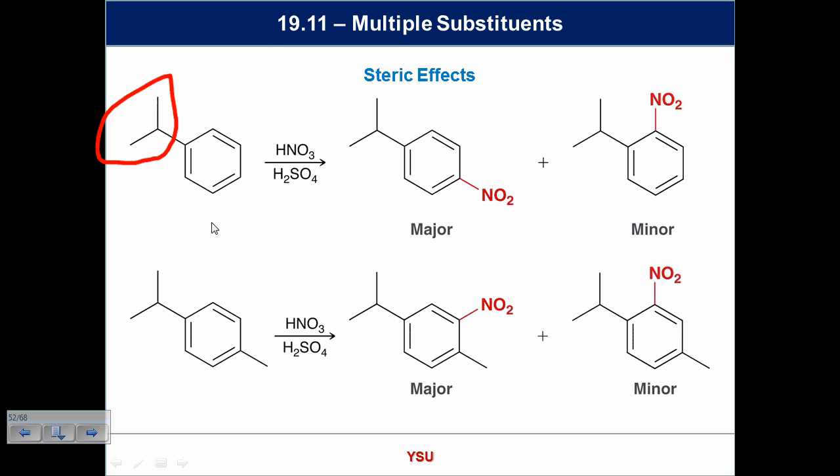Is it activating or deactivating? Activating, right? It's an alkyl group. And if it's activating, then they are exclusively ortho-para directors. But in this example, the major-minor is switched. The major is the para, the minor is the ortho. And that comes down to the fact that the position at the ortho is blocked. Put a t-butyl group on there, it's even worse.